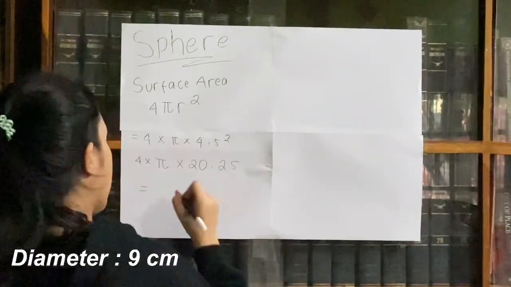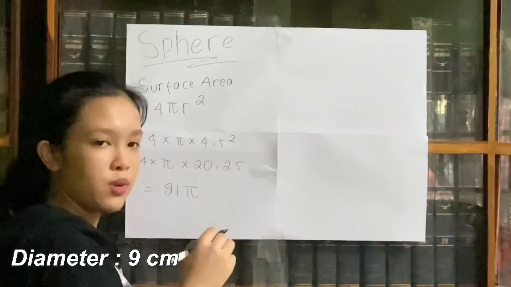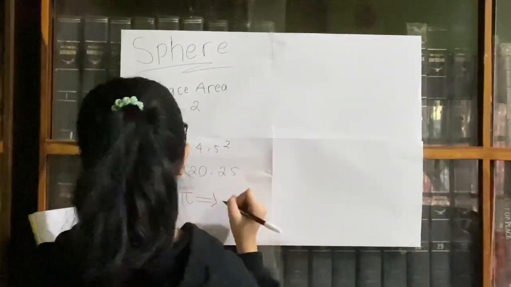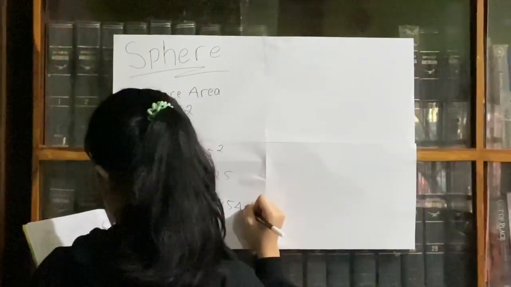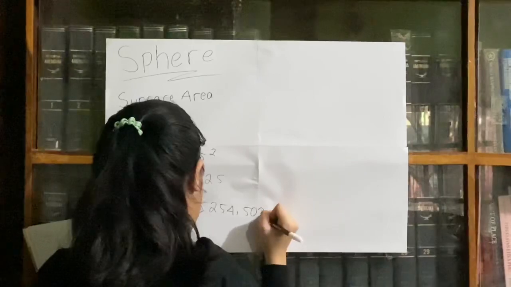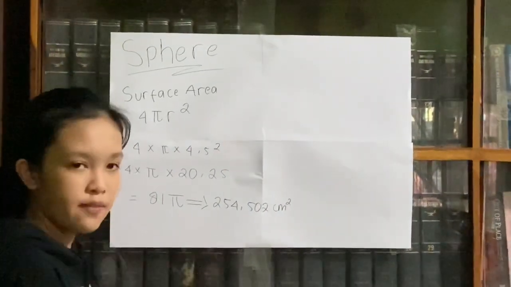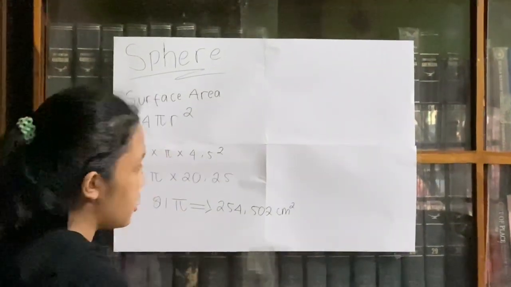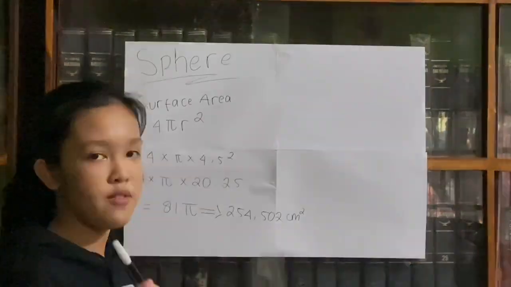Then we will get 81π. When we multiply this by 3.14, we will get 254.502 cm squared. So this is how you find the surface area of a sphere.